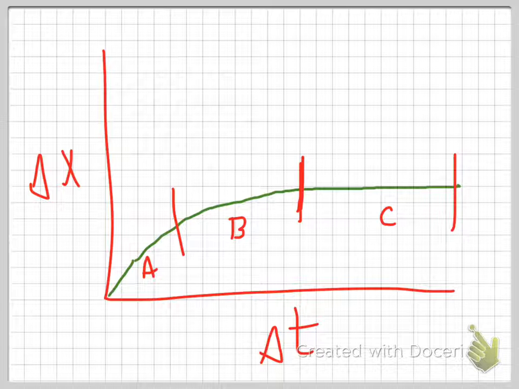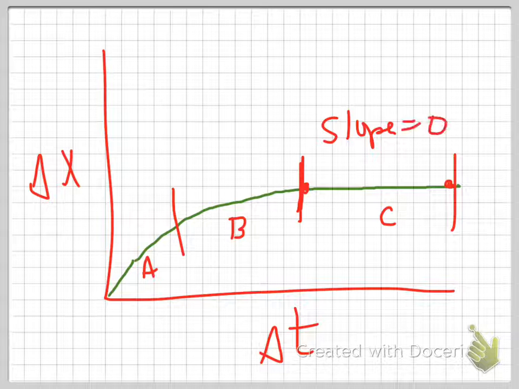So what are we tracking on the y-axis? We're tracking delta x. We're tracking change in position. There is no change in position in segment C. This object has stopped moving. It is no longer changing its position. What's the slope of that portion of line? Tell one another. What's the slope of that portion of line? 0. Yes? The slope of portion C equals 0.